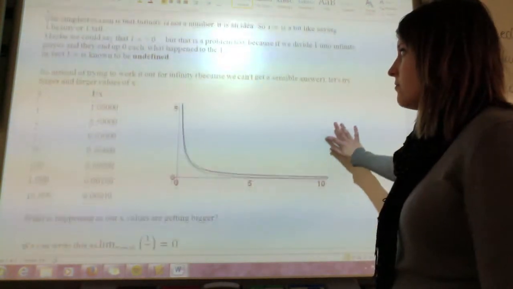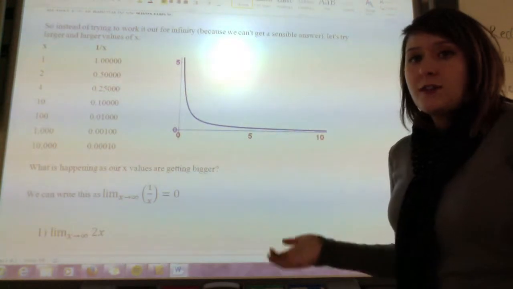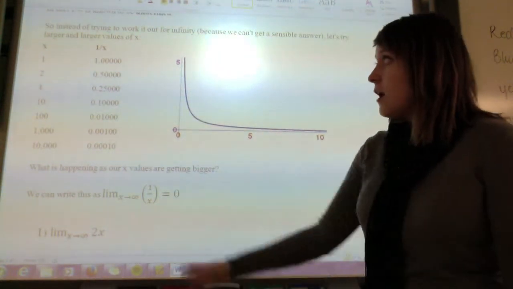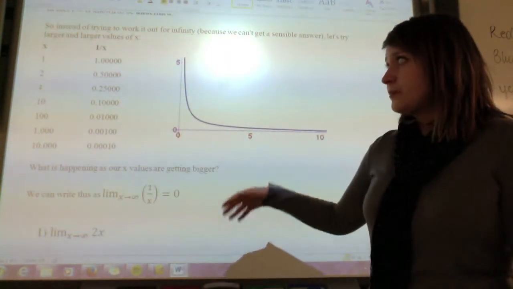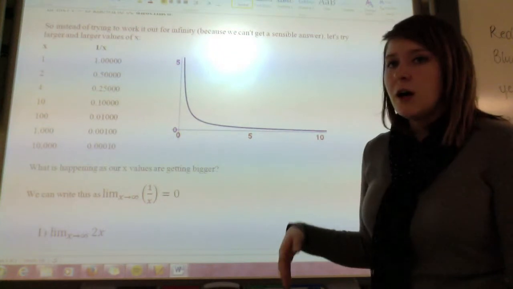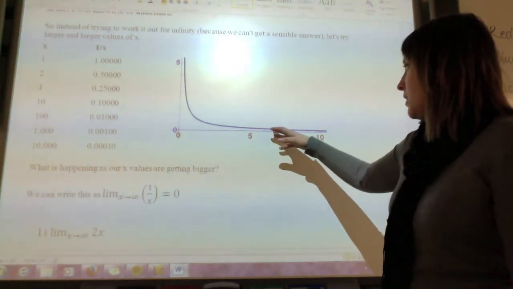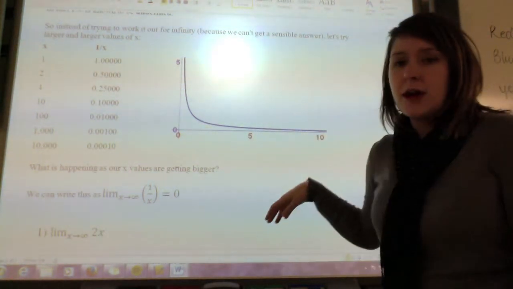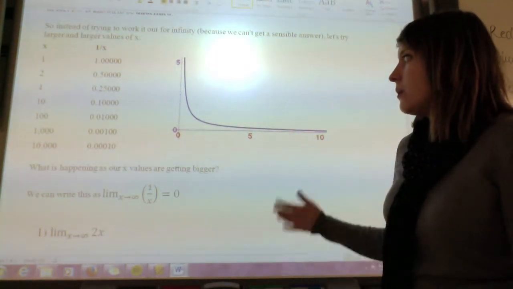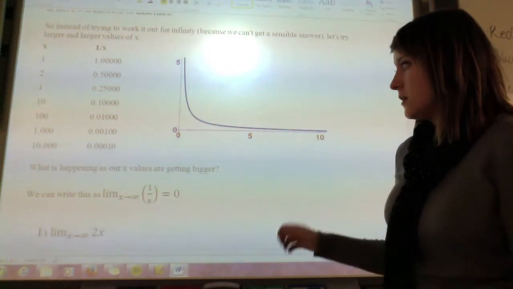So instead of trying to work it out for infinity, because we can't get a sensible answer, what we can do is try larger and larger values of x to figure out what it's approaching. So here's a little table I have here in a graph. For my x values, I'm just trying 1 over 1, and then 1 over 2, 1 over 4, 1 over 10, 1 over 100, 1 over 1,000, 1 over 10,000. And you'll notice that as I'm plugging these values in, I'm getting closer and closer to the x-axis, which is 0. So what is happening as our x values are getting bigger? We are approaching a value of 0 for our x. Our x is getting closer and closer to 0.